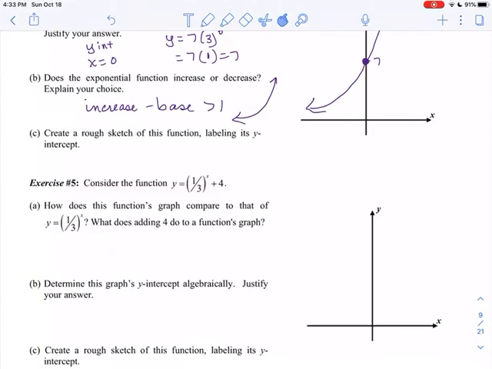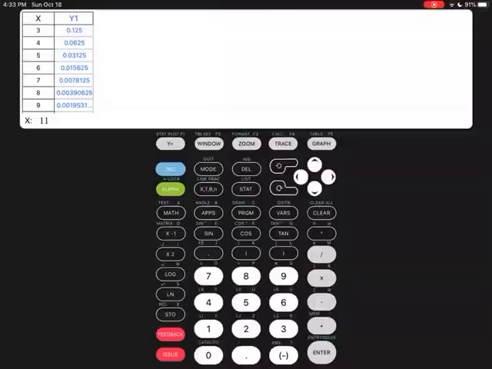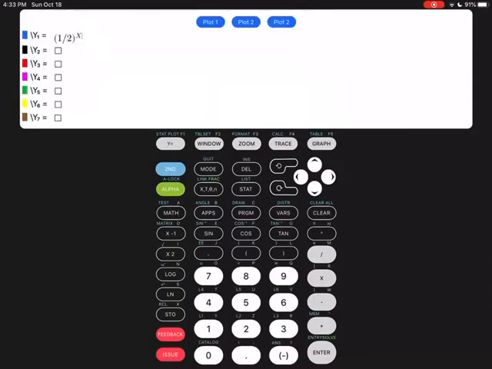All right. Consider the function y equals 1/3 x plus 4. How does this function's graph compare to that of y equals 1/3 x? What does adding 4 do to a graph's function? Well, let's look at my graphing calculator. So take out my graphing calculator. I'm going to erase this one.